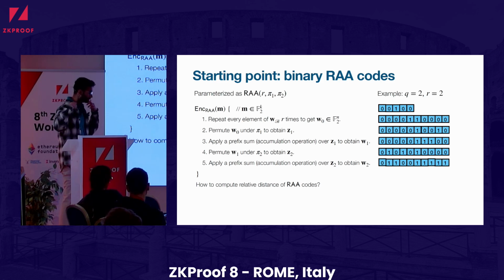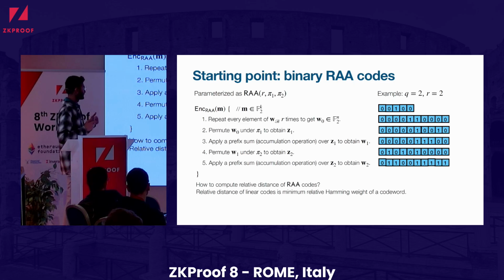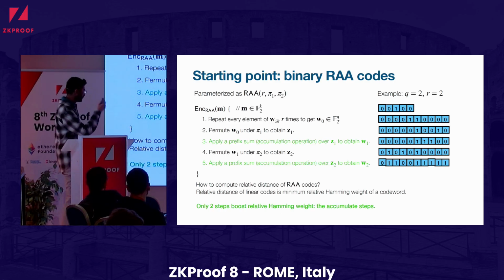And so the first question that we ask is, how do you actually compute the relative distance of RAA codes? First of all, the relative distance of linear codes is the minimum relative Hamming weight of a codeword. So we really don't have to worry about anything other than trying to see if we can boost up the number of non-zero entries in our codewords. And there are only really two steps that boost the relative Hamming weight of our encoding, which are the accumulate steps. So these are the two steps 3 and 5 over here. And therefore, these are the steps that you really just need to study in order to be able to analyze the distance of RAA codes.